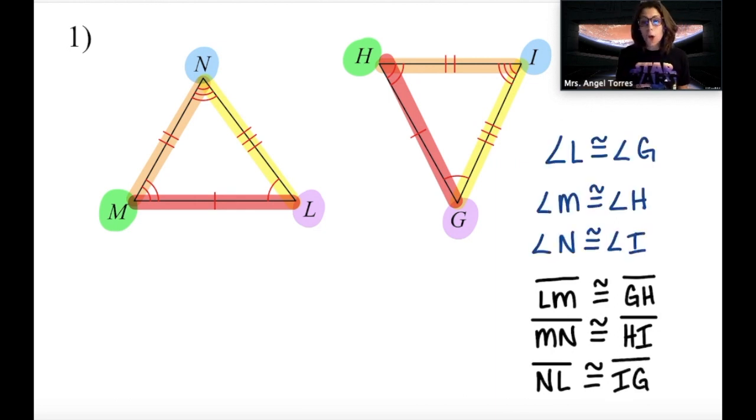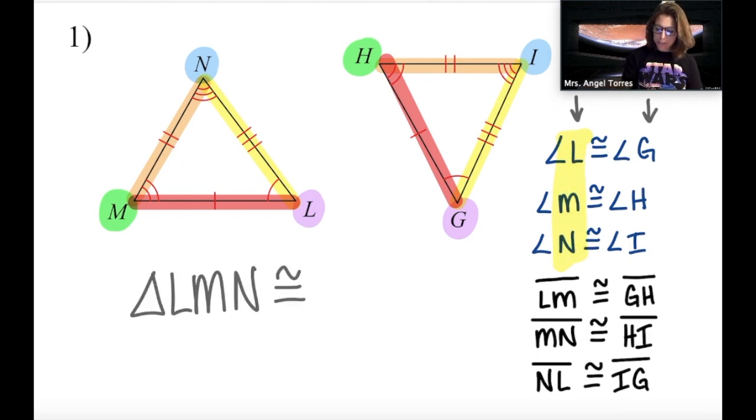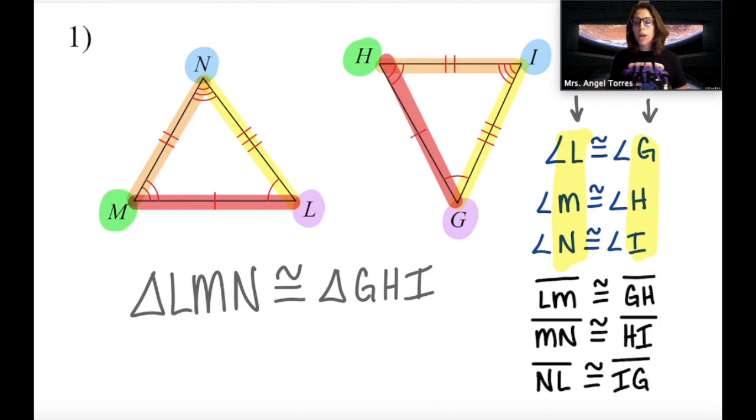Now that we've labeled all of our congruent parts, we can go in and state that these two triangles are congruent in a true congruency statement. And to do that, you're going to want to look right here at your angle measures. So if I decide to name the first triangle, triangle LMN, then I would want to name the second triangle, triangle GHI. That shows me that both triangles are congruent and all of their corresponding parts are congruent as well.